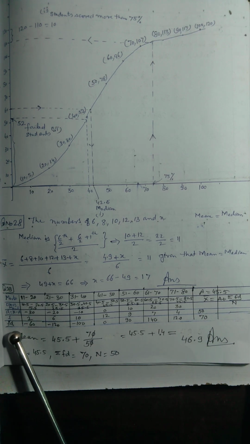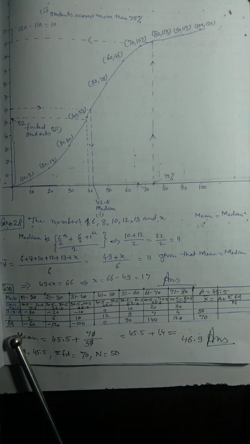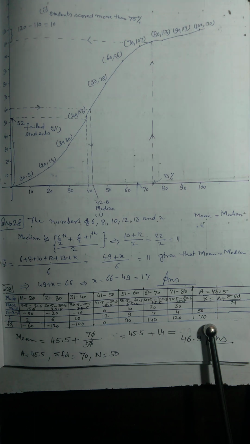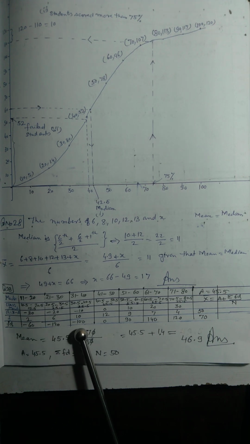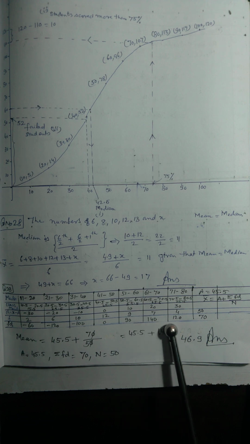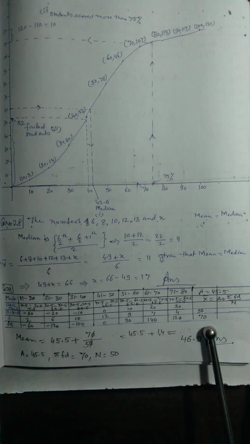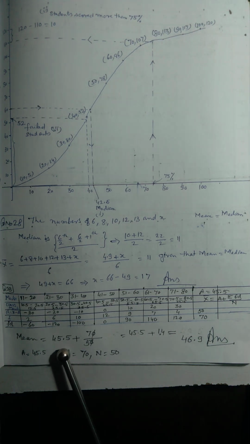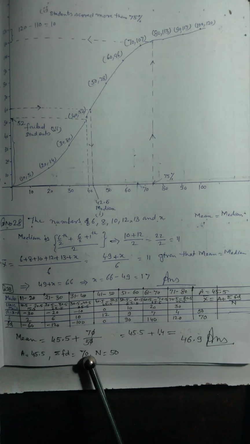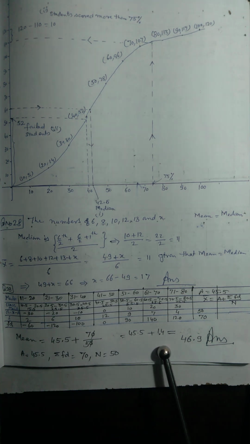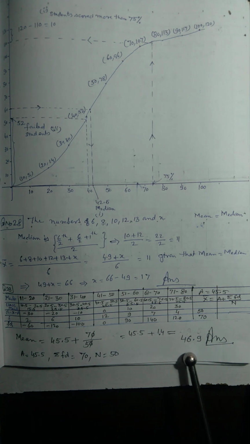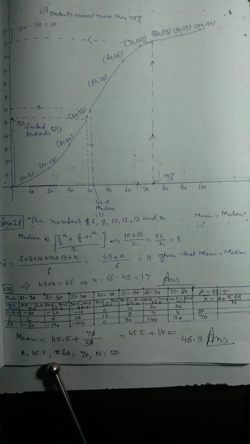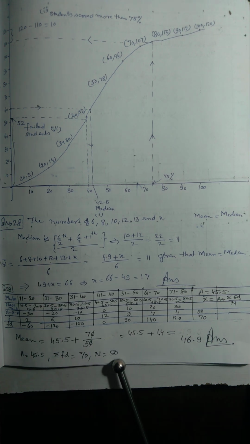Now find the summation, sigma fd. Sigma fd means the summation of fd. That will be the algebraic sum. First of all, you just add the minus terms and add the plus terms, and find the difference, which will be equal to 70. So mean is equal to 45.5, that is the assumed mean, plus 70 by 50, which is 45.5 plus 1.4. It will be equal to 46.9, because the assumed mean is 45.5, sigma fd is 70, and n is 50.